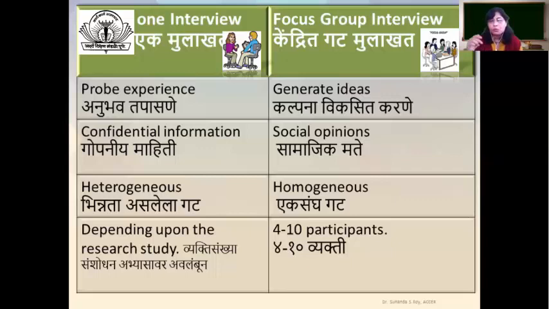In one-to-one interview, depending upon the research study, you will have the number of people that are there for the interview. Whereas in focus group interview, it is to be restricted to 4 to 10 participants. And as I said earlier, we need to restrict the number of participants, because there's also a saying which says too many cooks spoil the broth. So we need to restrict it and give every participant a chance to share their opinions.